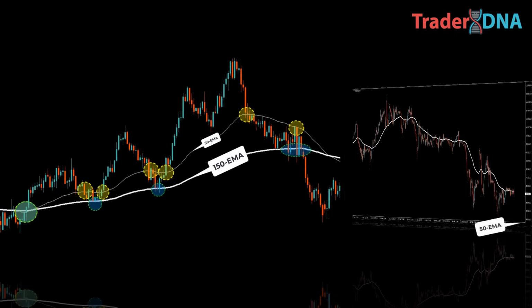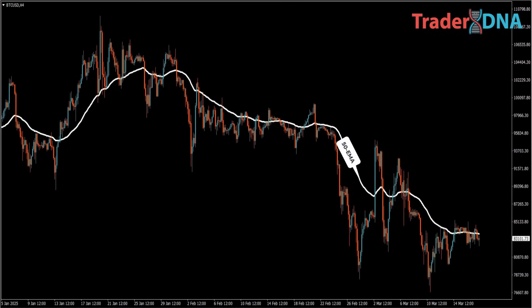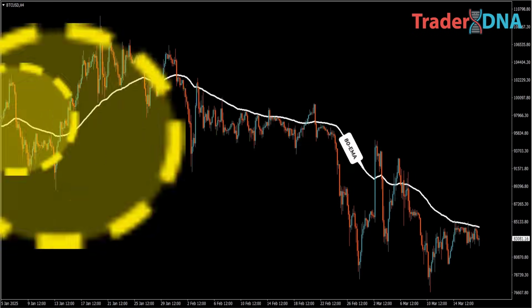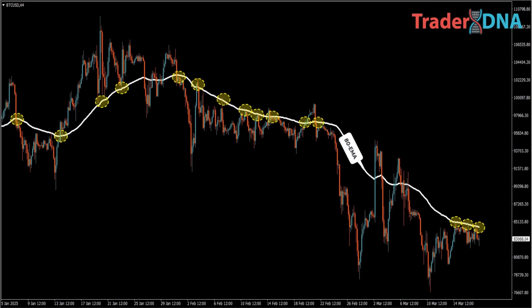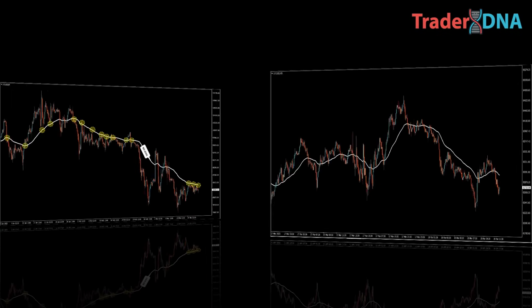Now, let's analyze this next chart. Here, price seems to respect the 50-period EMA, making it a decent guide for trend movement. But wait, what if we fine-tune it? Instead of a 50-period, let's try an 80-period EMA. Suddenly, the price movements align even better with the EMA, making it a far more accurate tool for this particular setup.